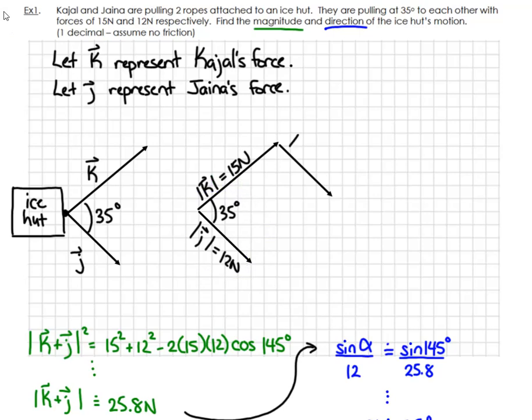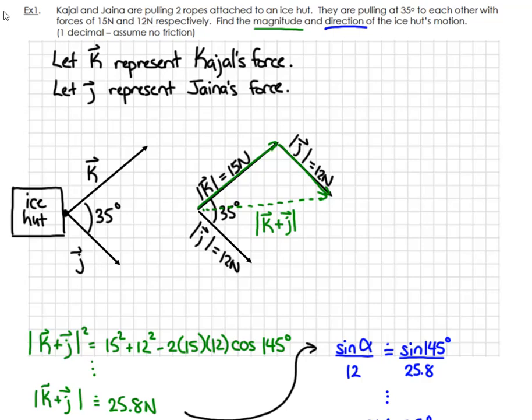Okay, so this is J, 12 newtons. All right, now that we have things tip to tail, I can draw the resultant. Well, it doesn't really matter which order it goes in, but I have a little bit of OCD. K plus J, yeah? And then we want to find the magnitude of it.